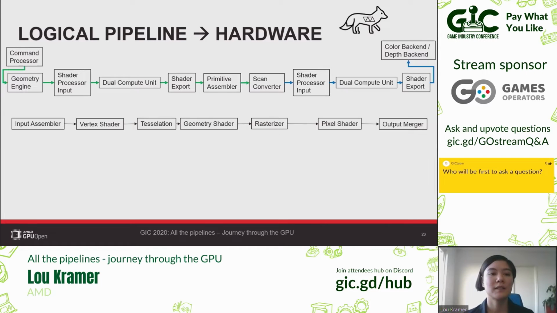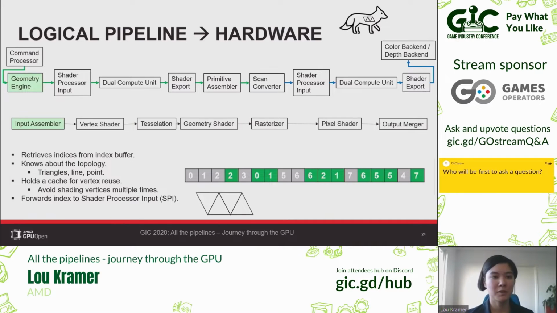So now let's look at the mapping between the hardware pipeline and the logical pipeline. And to make the mapping easier, I unrolled the hardware pipeline. So now you see on the top row, for example, the shader processor input twice, also the dual compute units twice, the shader export twice. But just to make sure, these are exactly the same hardware resources, I just unrolled them to make the mapping easier.